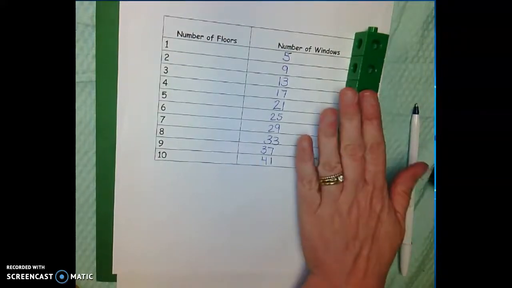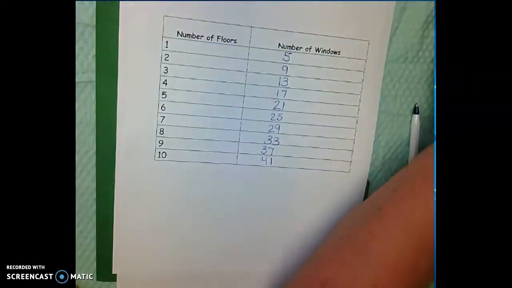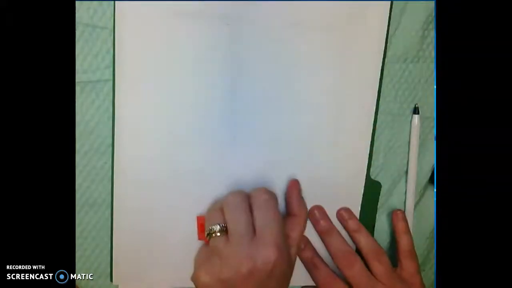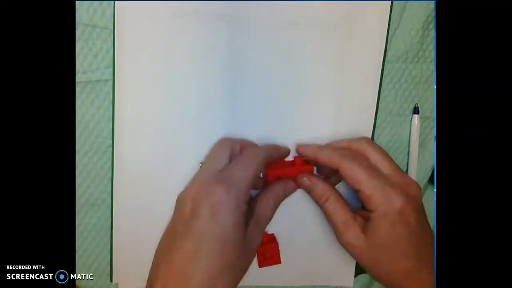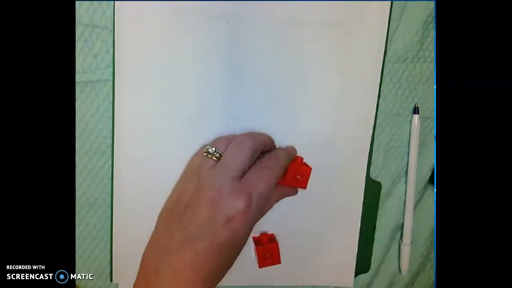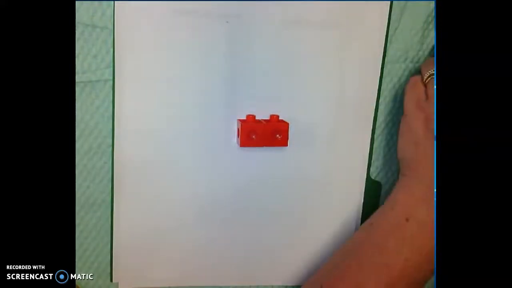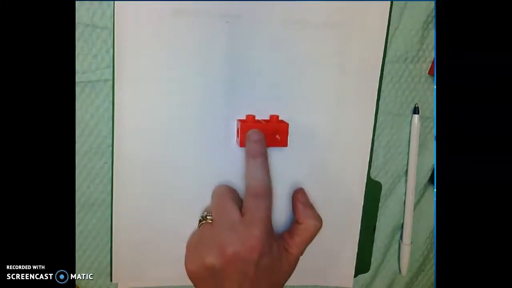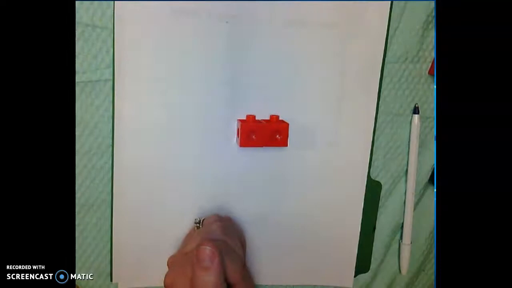Now remember, this was called a single tower. Let's now look at another tower that we're going to call our double tower. Let's get some more cubes. And we're now going to make a double tower. Okay, here we go. Here is our double tower. Okay, we see that there is 1 tower, 2 towers. We still have our windows, and we still have our skylights.